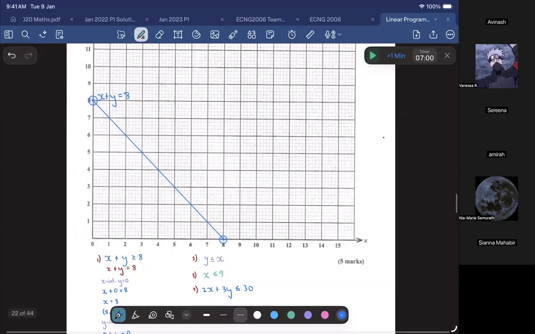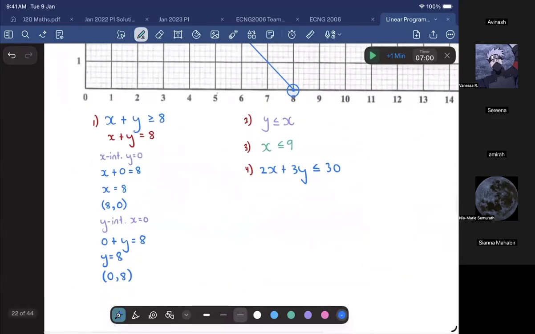Okay. Is there anybody that does not understand how to find the 2 points for a line? Talk to me. Tell me. If you're not sure, now is the time to tell me.